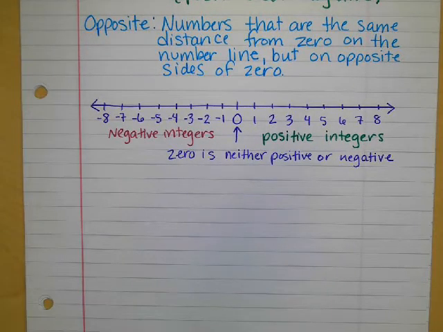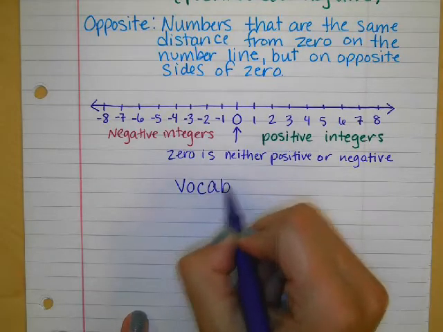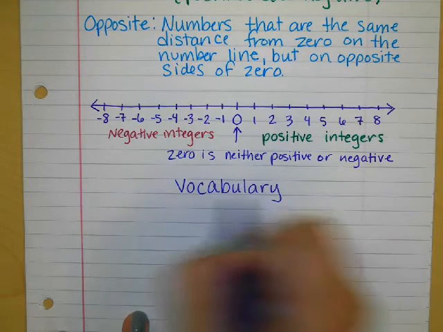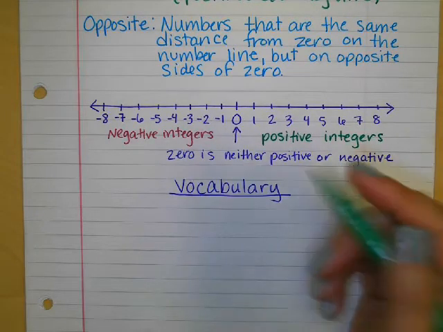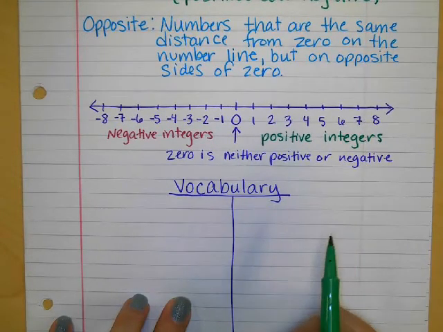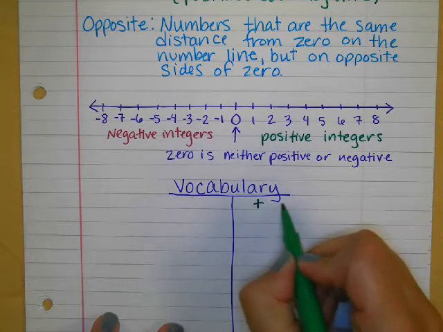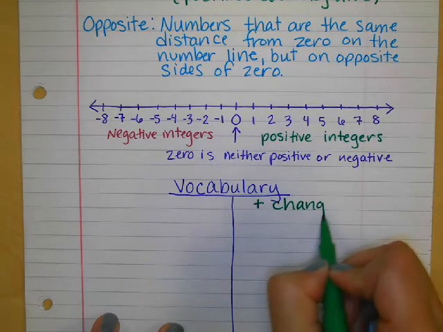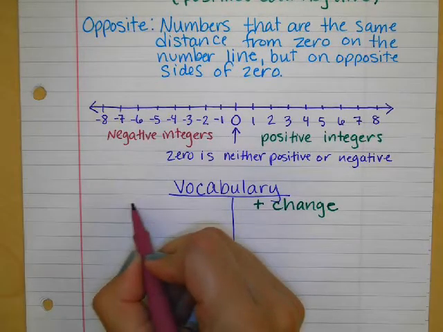Okay. So let's look at some vocabulary, some words that we use in word problems to represent positives and negatives. So this is our vocabulary. We're going to look at positives and at negatives. I'm going to mirror our number line here. Where our 0 is, I'm going to put a line straight down. Over here, we're going to have our positive change, and on the opposite side, our negative change.